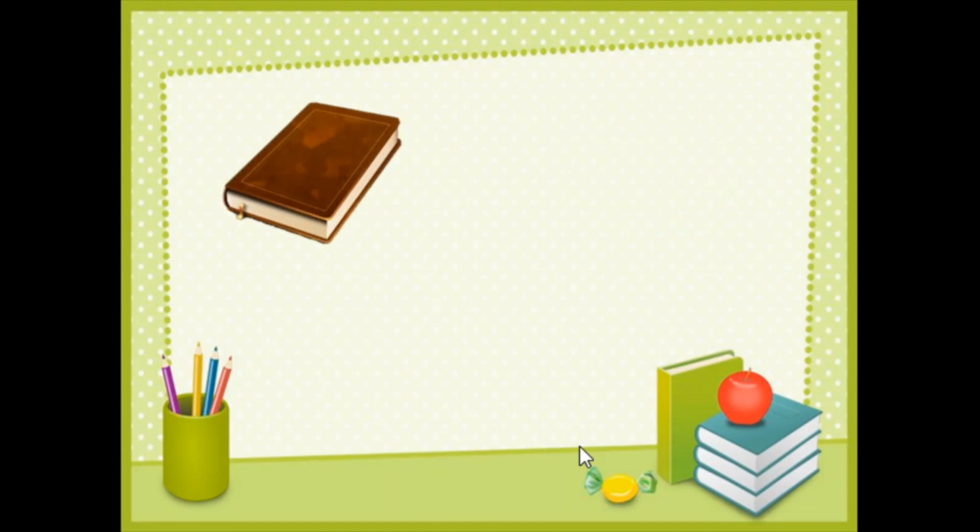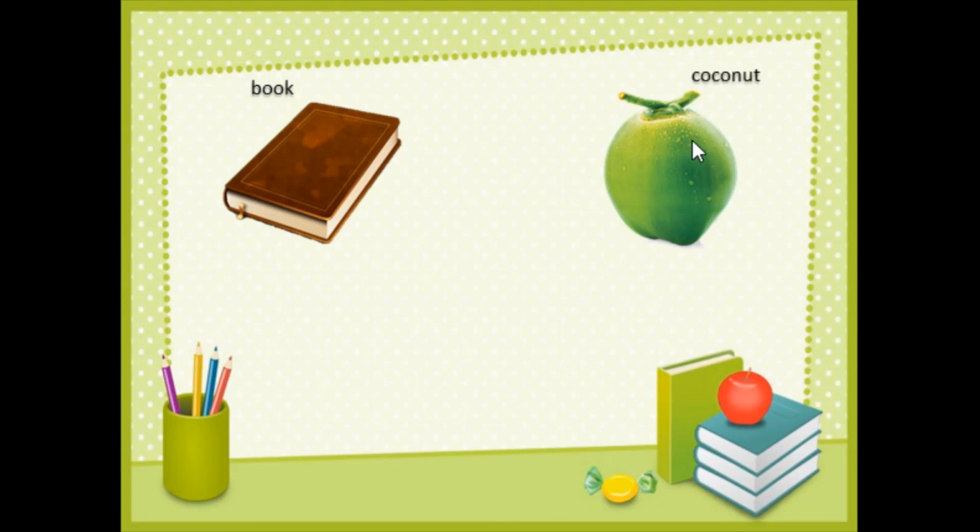Another example of 2 pictures. We have picture 1, picture 2. The first picture is a book, and the second picture is a coconut. The book weighs 1 kilogram and 200 grams. Okay? Again, the book weighs 1 kilogram and 200 grams, while the coconut weighs 1 kilogram and 600 grams.